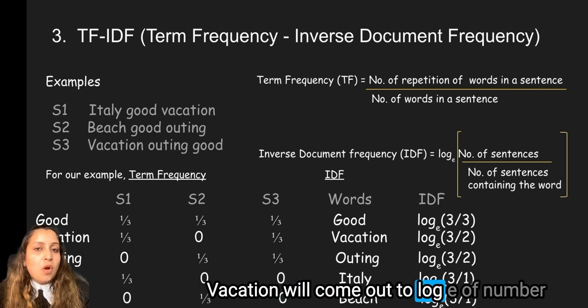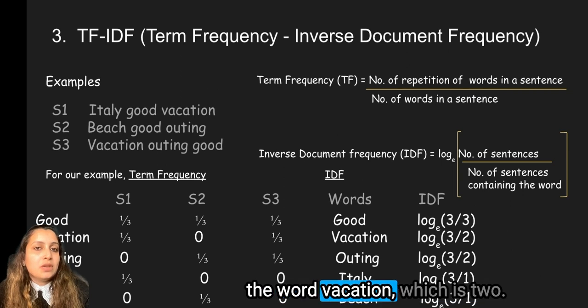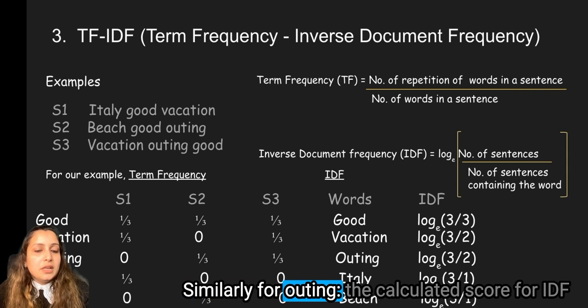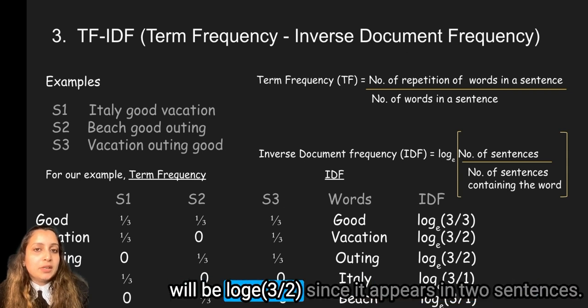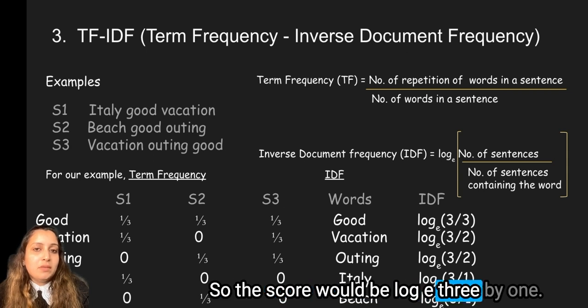Vacation will come out to log e of the number of sentences, which is 3, divided by the number of sentences containing the word vacation, which is 2. So log e 3 by 2. Similarly, for outing, the calculated IDF score would be log e 3 by 2 since it appears in 2 sentences. For the rest of the words, Italy and Greece, they are appearing only once, so the score would be log e 3 by 1.